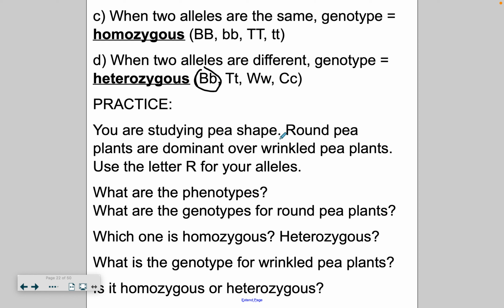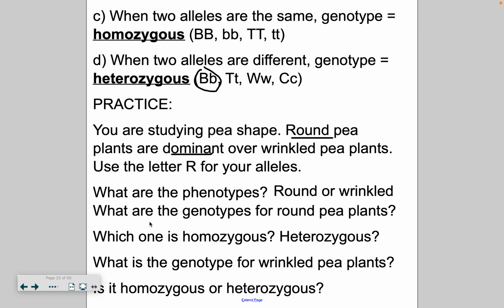You are studying pea shape. Round pea plants are dominant. Okay, so round is dominant over wrinkled pea plants. Use the letter R for your alleles. All right, I actually think I can just type this here. Okay, what are the phenotypes? So phenotypes are what you can physically see. Well, you can see if they are round or wrinkled. So those are the phenotypes that we are looking at, round or wrinkled. Okay, I would also accept pea shape as well. I guess that works.